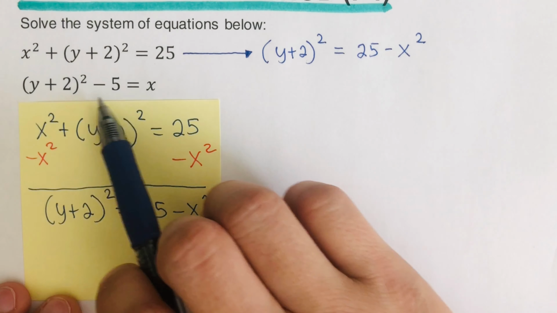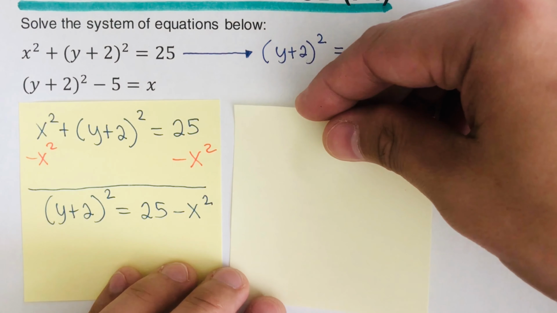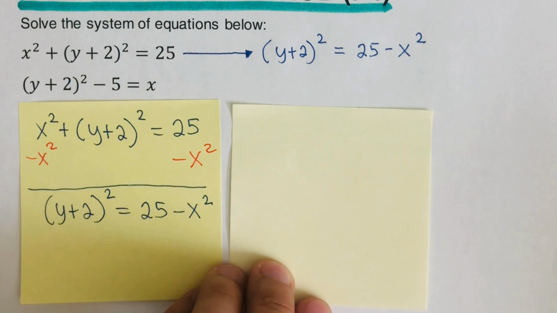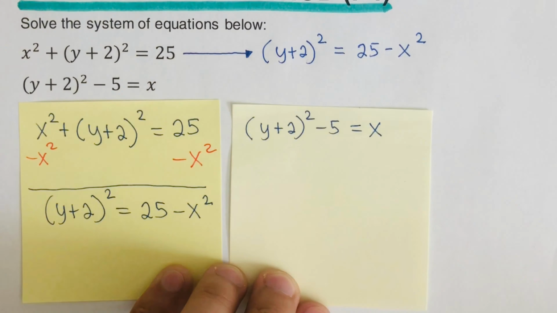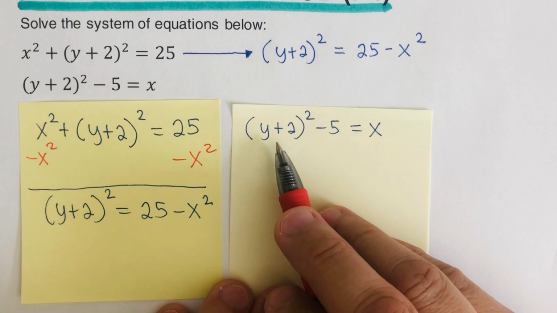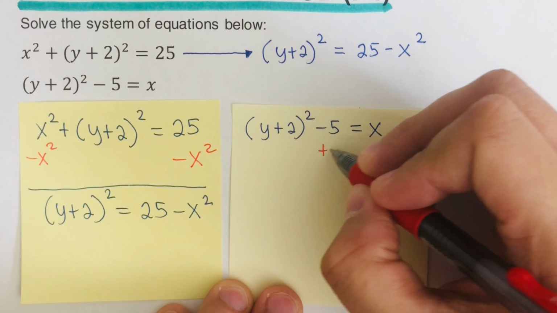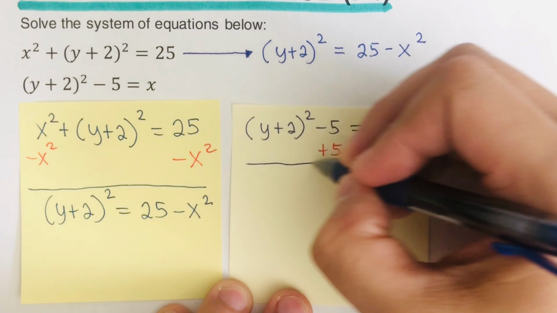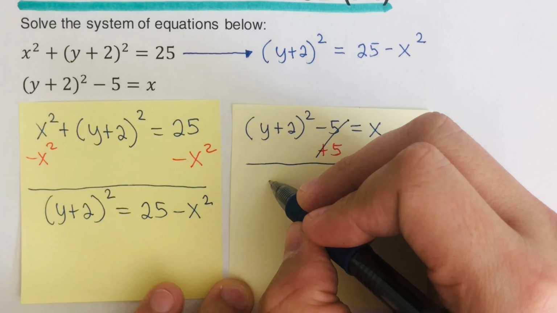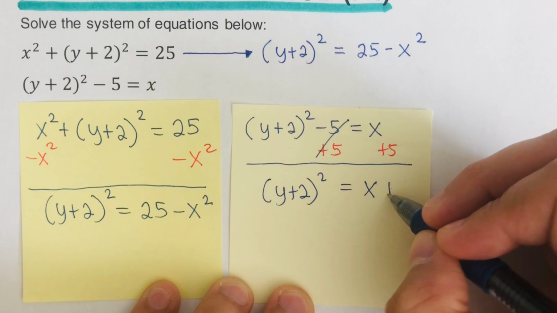Now let's work on the second equation so that we have y plus 2 squared as the one that is isolated on the left side. So I'm going to have the second equation right here, and I'm just going to rewrite this. In this problem, we want y plus 2 squared isolated on one side. So we add 5 to both sides, plus 5. Then we cross the 5 out. So we're left with y plus 2 squared is equal to x plus 5.